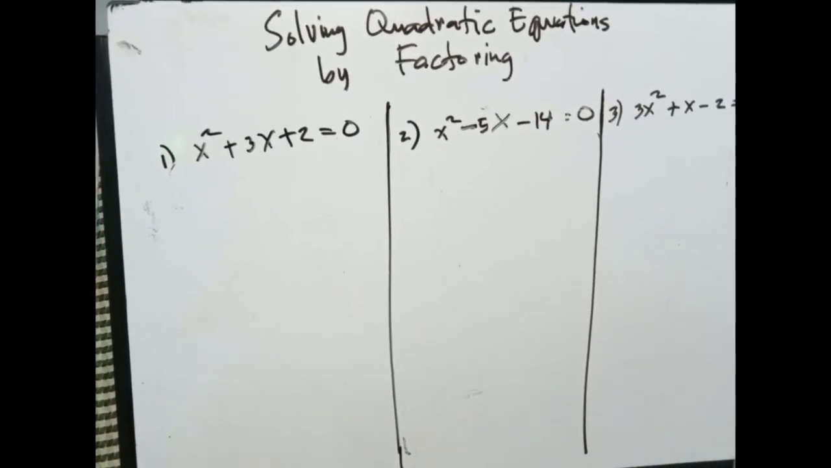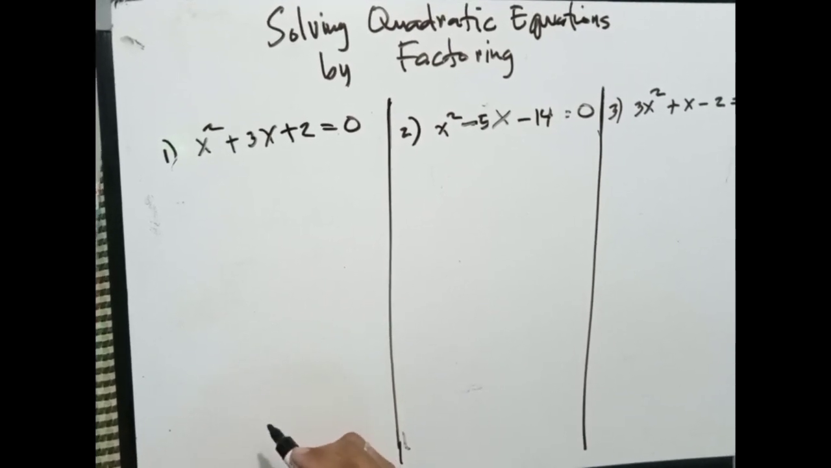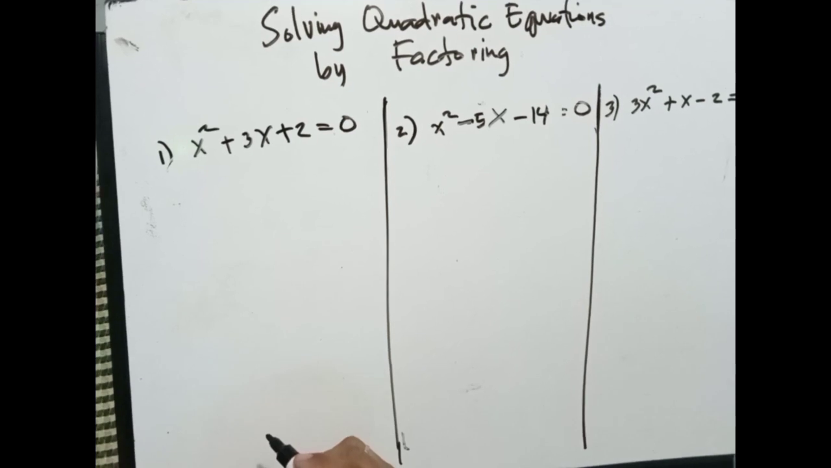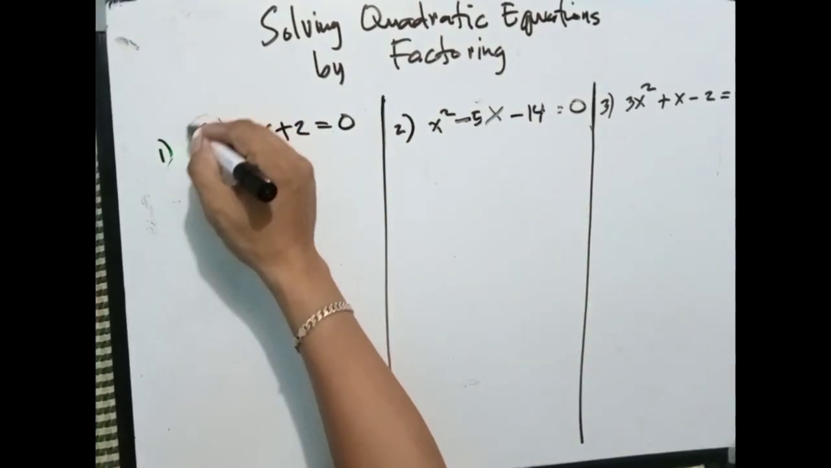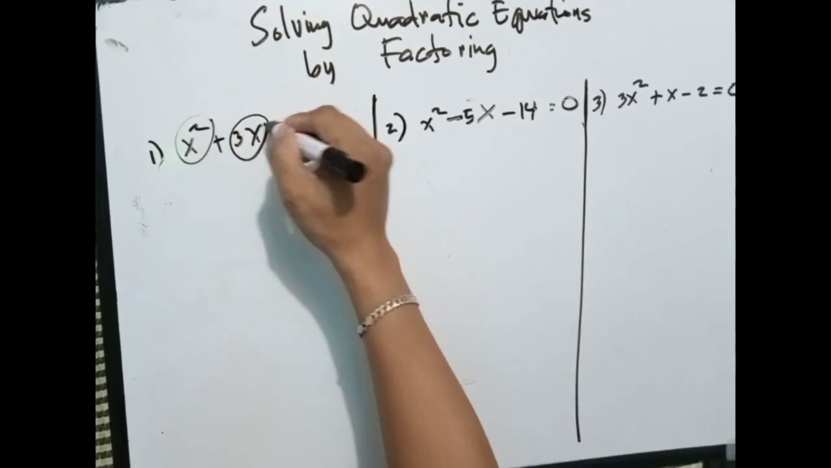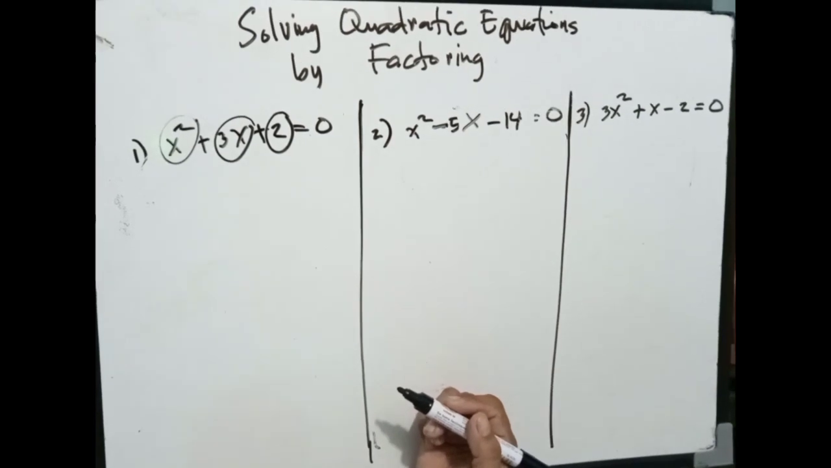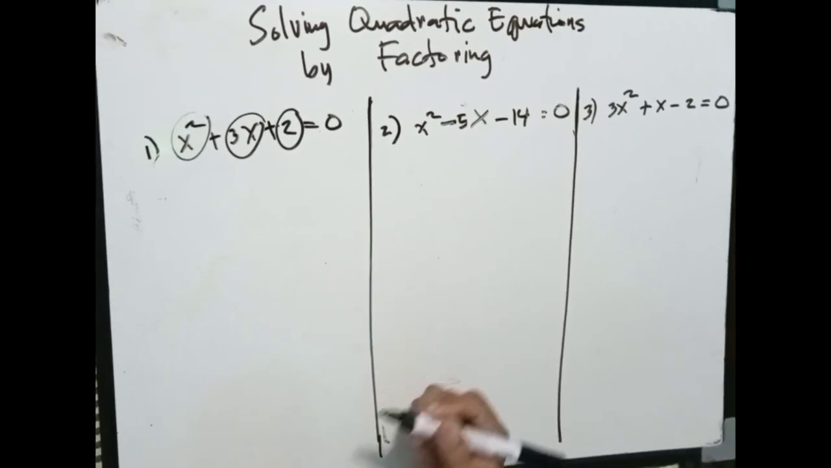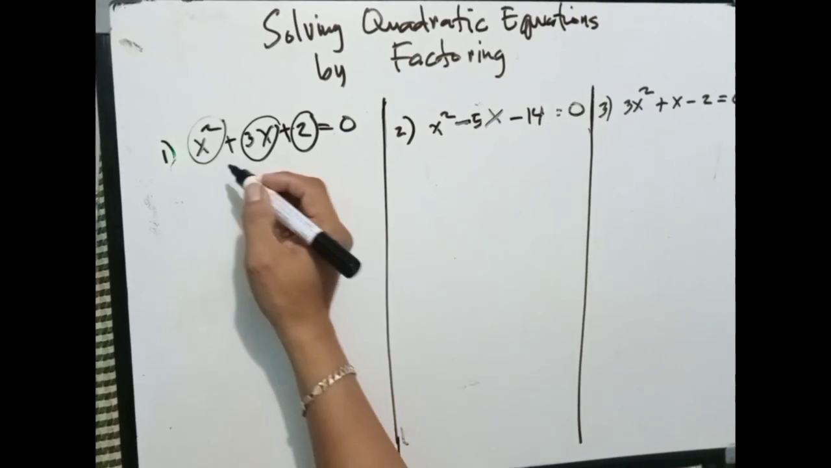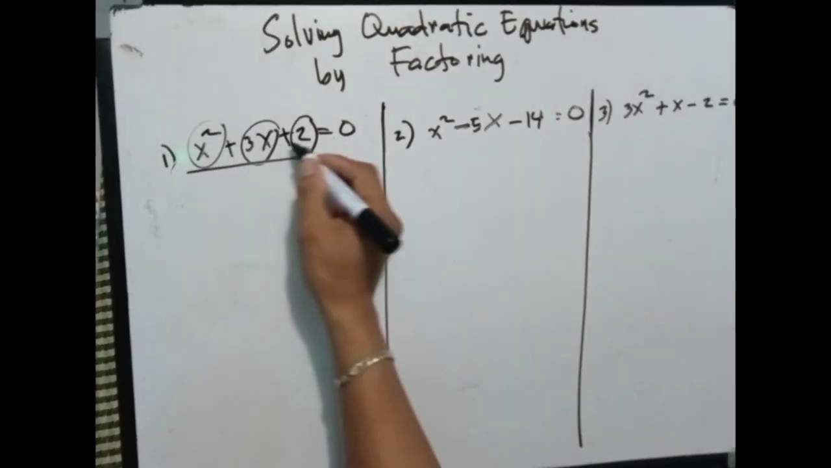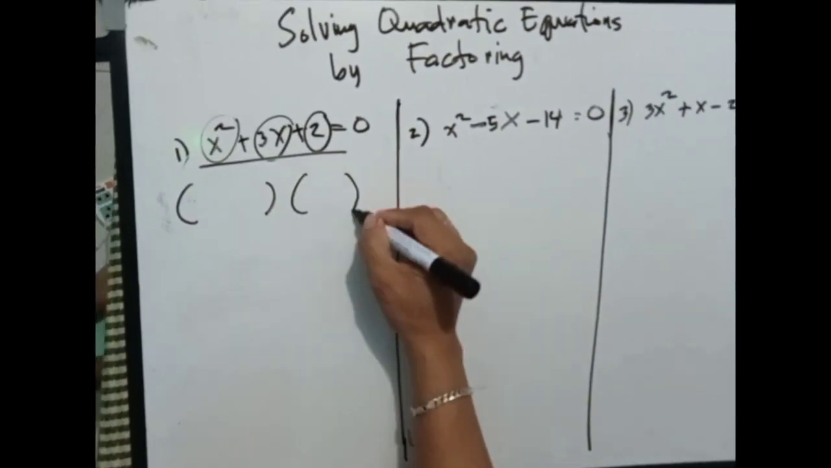In solving quadratic equations by factoring, be sure that your given quadratic equation is in standard form. And that is, naka-arrange ang ating terms into quadratic term, linear term, constant term equals 0. Then after that, do the factoring. And take note of this. The factored form of a quadratic trinomial is a product of two binomials.